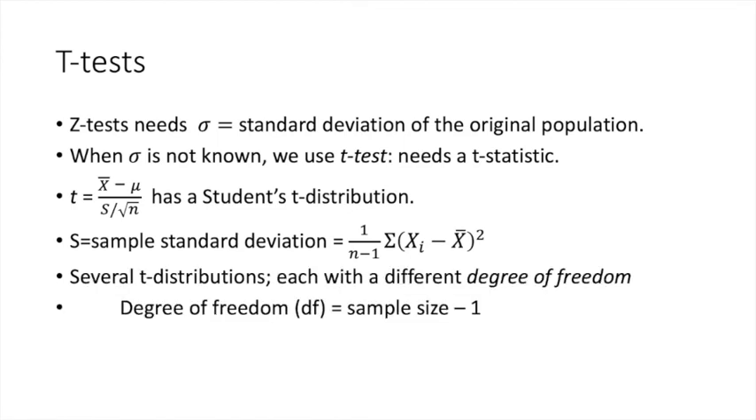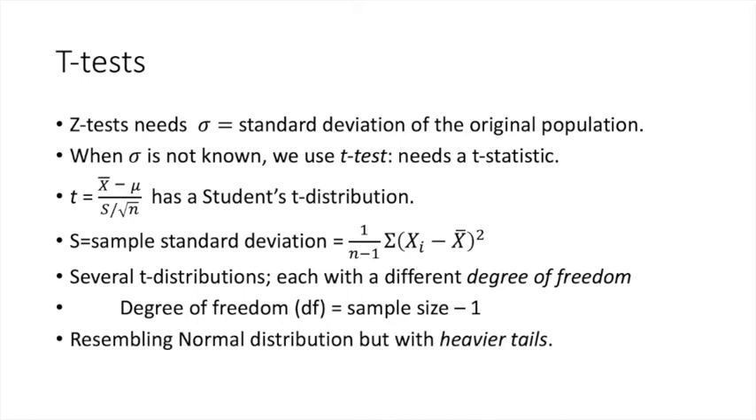Notice for each sample size there is a different t-distribution. In fact, sample size minus 1 is called the degree of freedom of a particular t-distribution, and it defines that t-distribution. The Student's t-distributions resemble a normal distribution except that they have heavier tails. Let us see what that means.